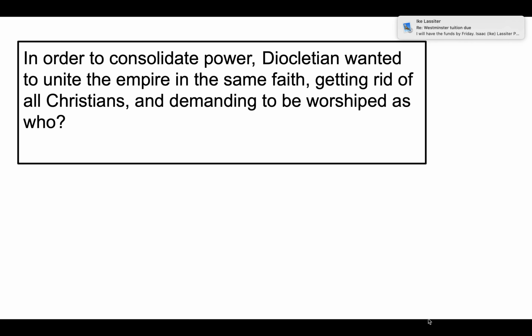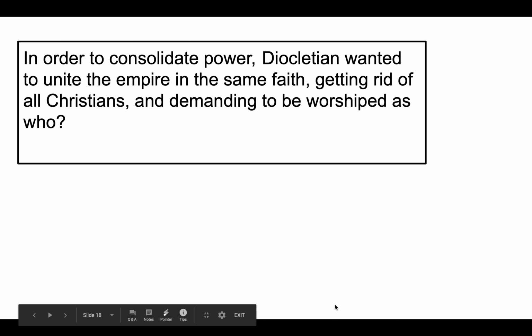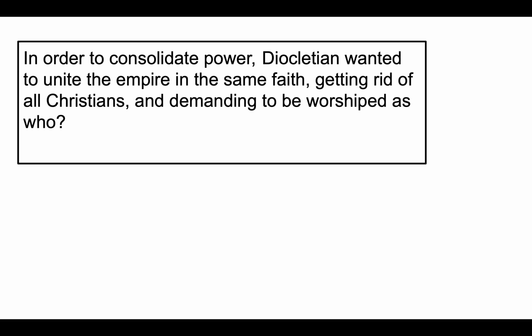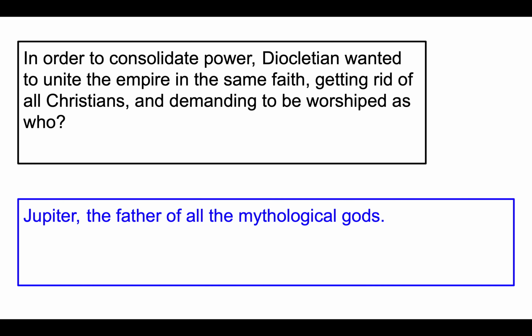In order to consolidate power, Diocletian wanted to unite the empire in the same faith, getting rid of all Christians and demanding to be worshipped as Jupiter, of all things. He said, worship me as the father of all mythological gods. So his idea for uniting the empire was to make sure that people weren't distracted in their loyalty.